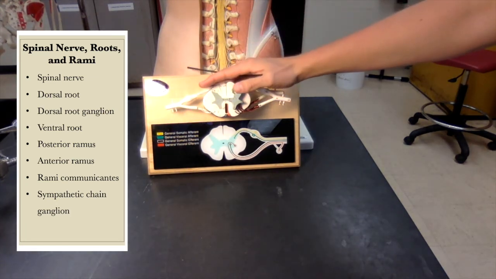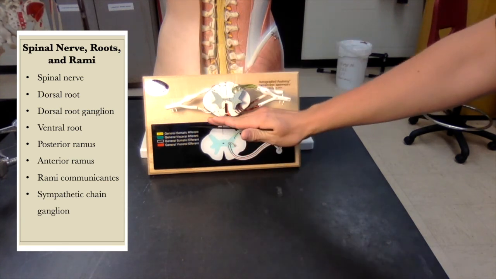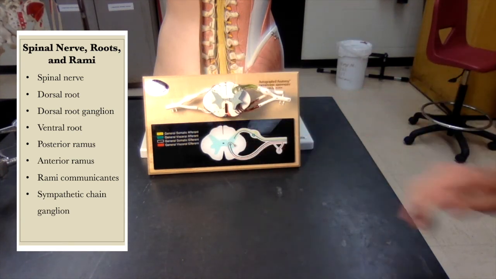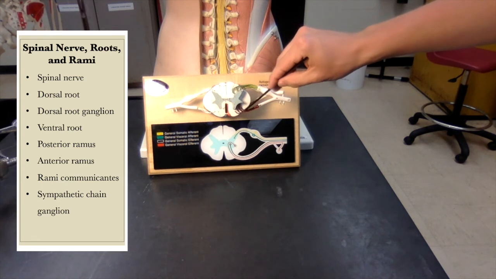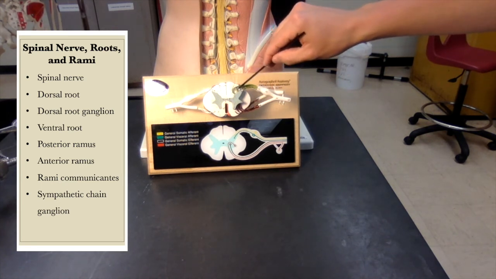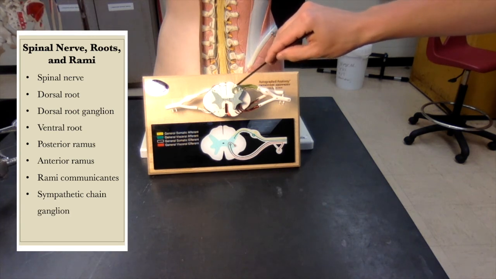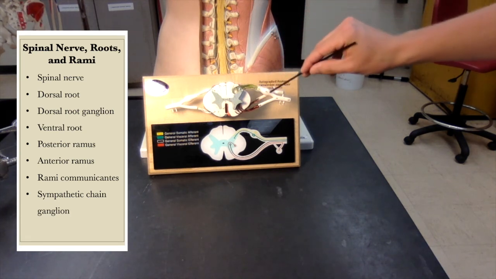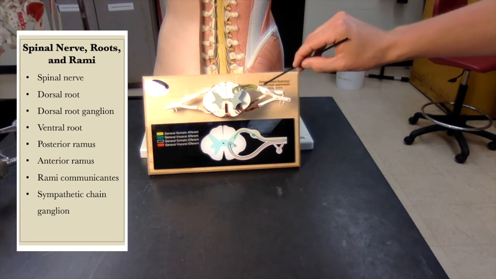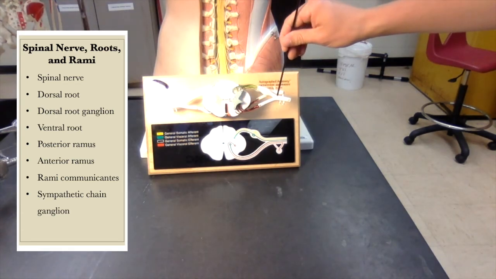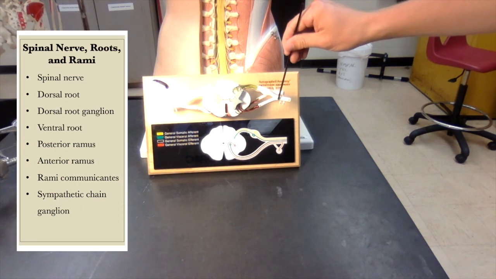That means this will be the posterior side, this will be the anterior side. The anterior side has the ventral or anterior roots, meanwhile the posterior side has the dorsal or posterior roots, along with the dorsal or posterior root ganglion. Those two roots will come together to form this structure right here, called the spinal nerve.